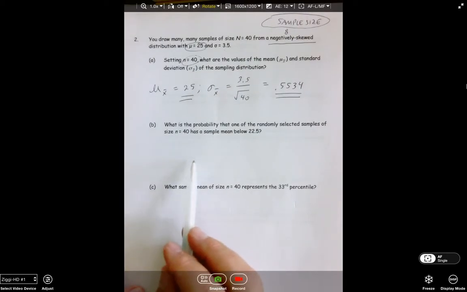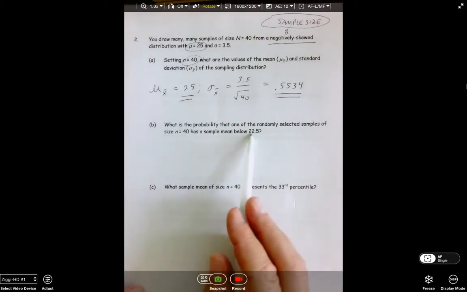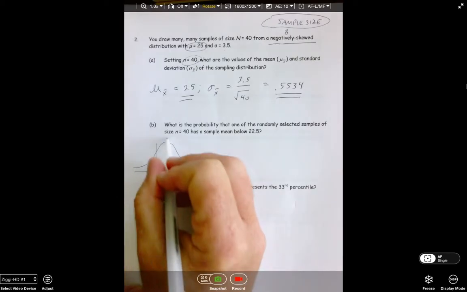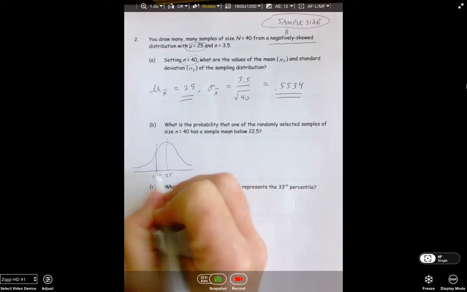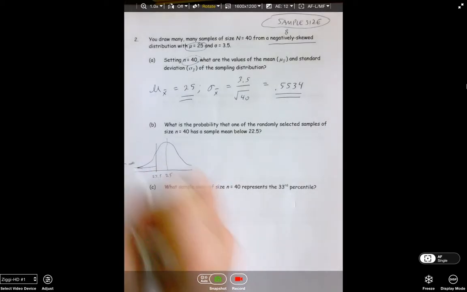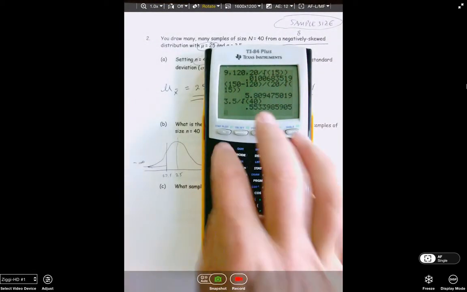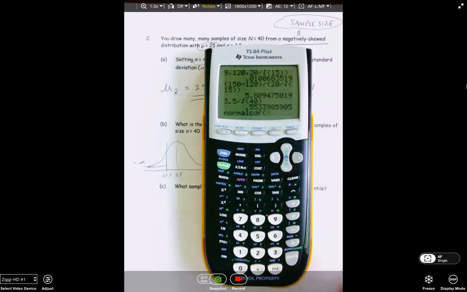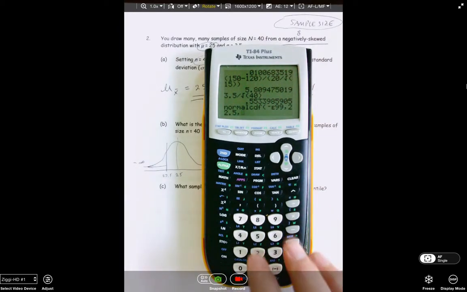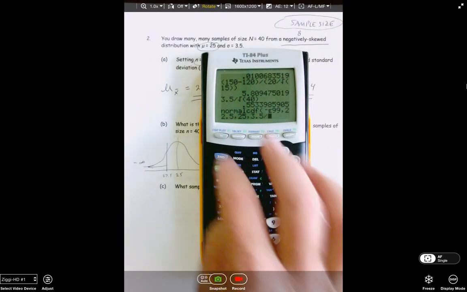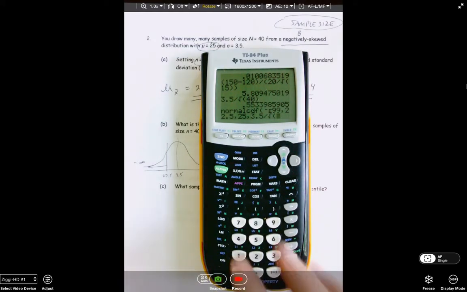Now, what's the probability that one of these randomly selected samples of size n equal 40 has sample mean below 22.5? Guys, 22.5 is about right there. Remember, 25 is in the middle. So 22.5 is everything to the left of that, so I know I start with negative infinity. All right? So let's work it. Negative infinity up to 22.5 with a mean of 25. Standard deviation 3.5, but we got to divide it out by the square root of the sample size, which is 40.